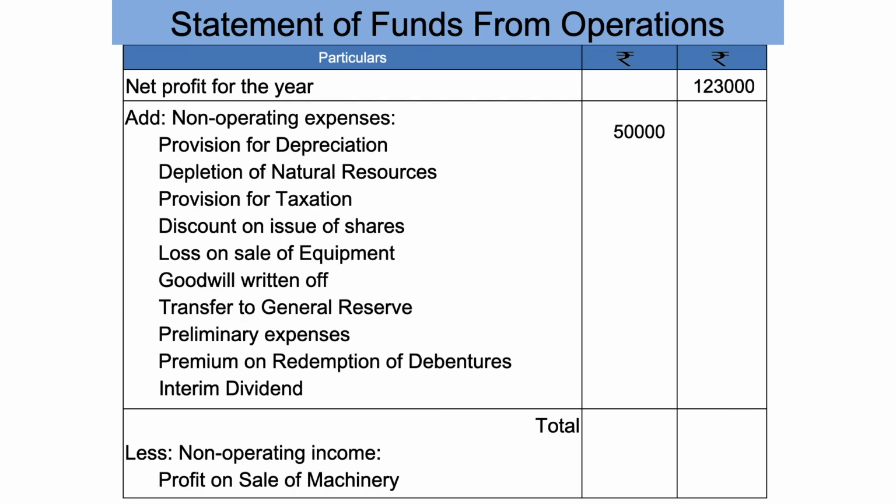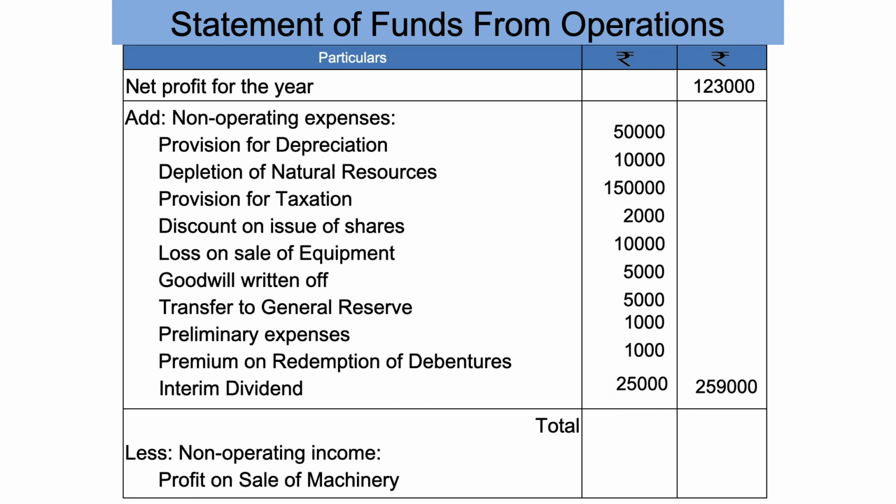Funds from operations is prepared in a statement form. Net profit 1,23,000, add non-operating expenses, provision for depreciation 50,000, depletion of natural resources 10,000, provision for taxation 1,50,000, discount on issue of shares 2,000, loss on sale of equipment 10,000, goodwill written off 5,000, transfer to general reserve 5,000, preliminary expenses 1,000, premium on redemption of debentures 1,000, interim dividend 25,000. Total non-operating expenses 2,59,000.